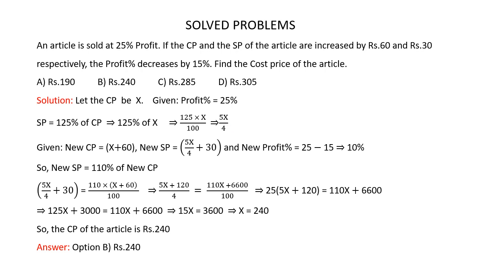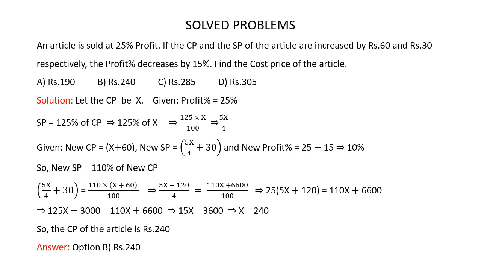Now it's given that the cost price is increased by rupees 60. Now earlier we had assumed the cost price is rupees X. So the new cost price is X plus 60. It's given that selling price is increased by rupees 30. So we know that the selling price is 5x by 4. So new selling price is 5x by 4 plus 30. It's also given that the profit percent decreases by 15%. Earlier the profit was 25%. Now it decreases by 15%. So new profit percent is 25 minus 15, which is 10%.